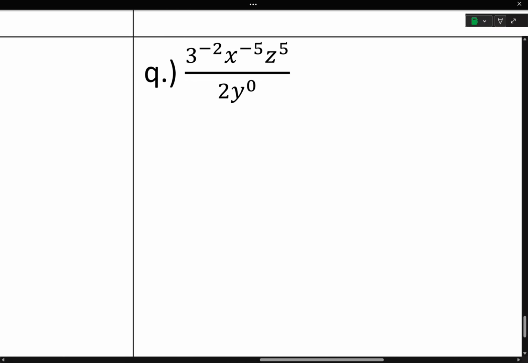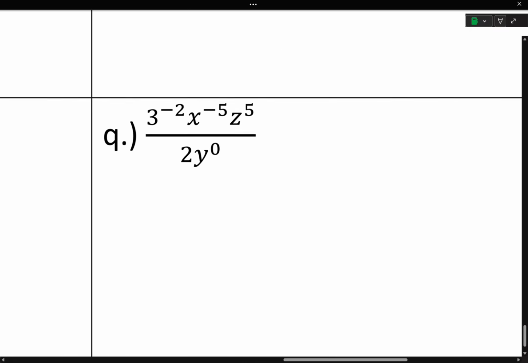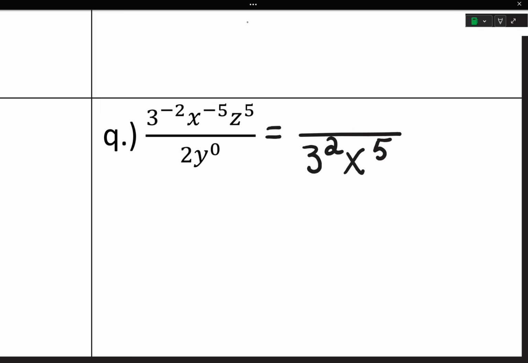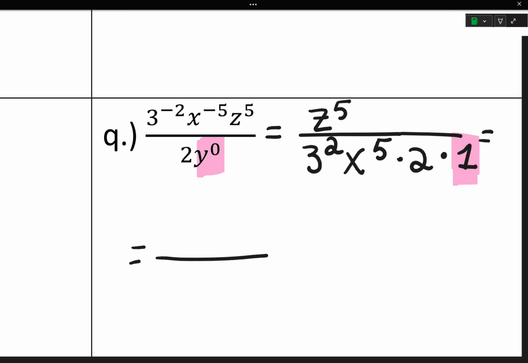And then finally Q. Wow, okay, we got some negatives, some positives, ooh, some zeros. Okay. 3 to the negative 2 I'm going to put on the bottom as 3 to the positive 2. X to the negative 5 becomes x to the positive 5. Z to the 5th stays up top. In the original bottom, 2 stays on the bottom. Y to the 0 also stays on the bottom, but y to the 0, remember, that becomes 1. And let's simplify. Z to the 5th is just z to the 5th up top.